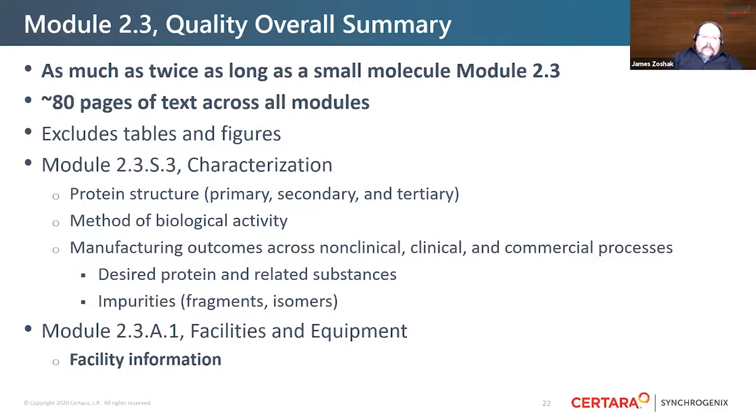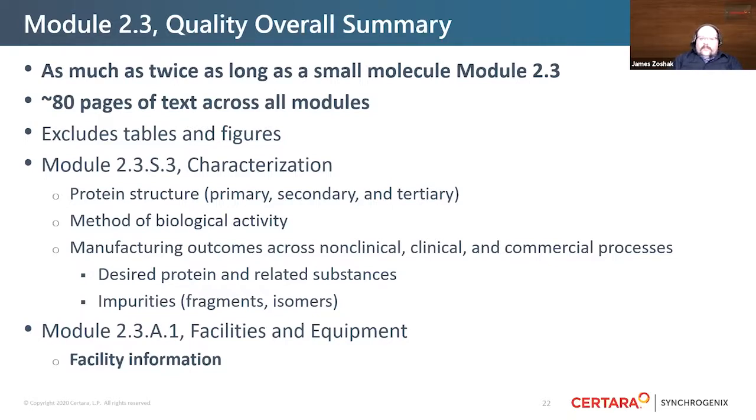So to start off with, I want to begin in Module 2, the quality overall summary. A few baseline pieces of advice that I would give to any client, whether they were biologic or small molecule. There shouldn't be any content in Module 2.3 that is not already in Module 3.2. We always strongly recommend that you start from Module 3 and redact to create Module 2. Don't write your Module 2 from scratch. It's a waste of time.